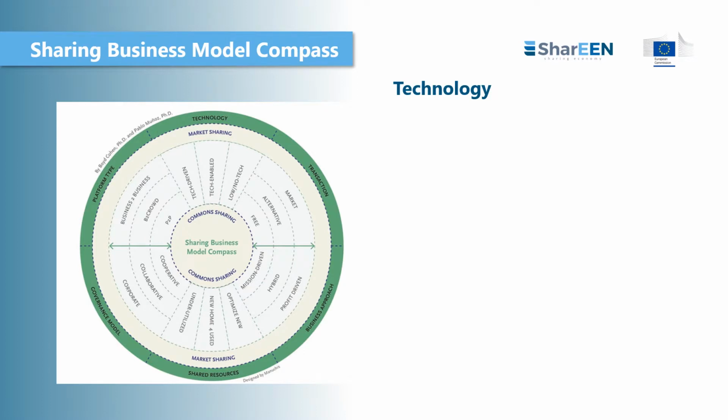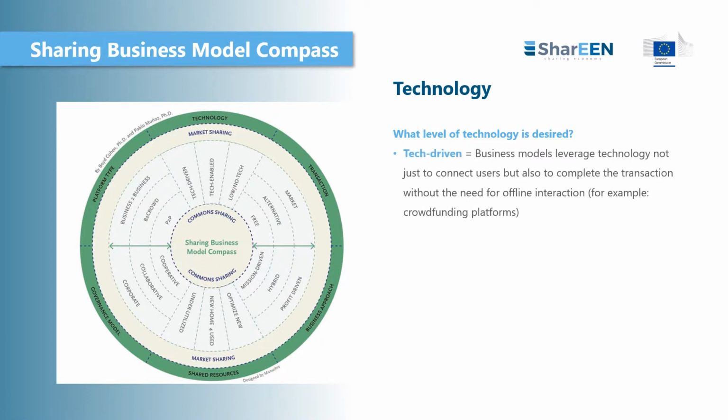Modern platforms are usually to some extent based on technology. When thinking about the technological aspect of a sharing platform, two questions must be answered. What level of technology is desired in managing a sharing platform, and what type of technology matches the business model? The Compass formulates three possible answers to the first question of what level of technology is desired. Sharing business models can be tech-driven. Tech-driven business models are the ones that leverage technology not just to connect users, but also to complete the transaction without the need for offline interaction. Examples of tech-driven business models can be found in crowdfunding platforms.